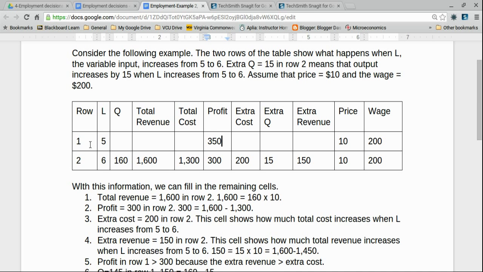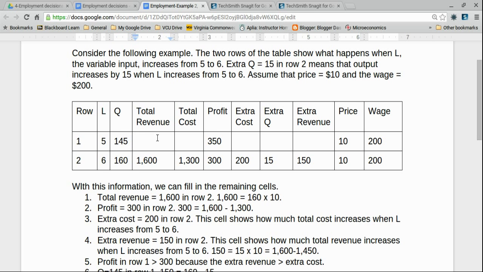So the profit in row 1 will be $350. We can show this more definitively by completing total revenue and total cost in the first row. If the extra output when L goes from 5 to 6 is 15, and output is 160 when L is 6, I know that the output in the first row must be 15 lower than 160, so it must be 145. Yes, 145 plus 15 gives me 160.